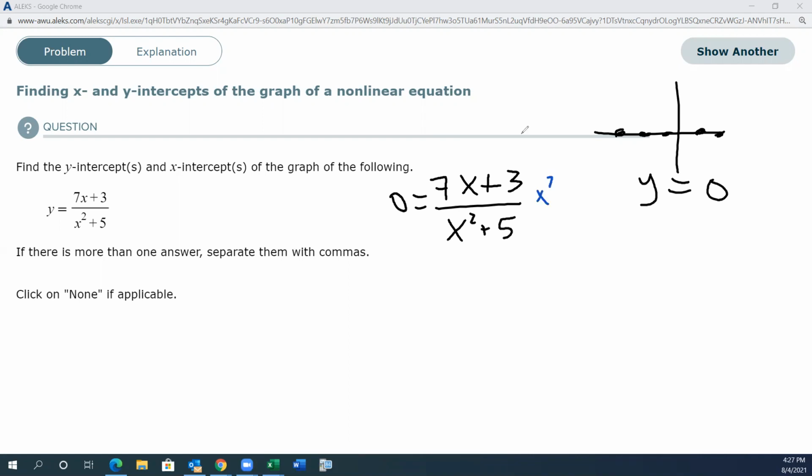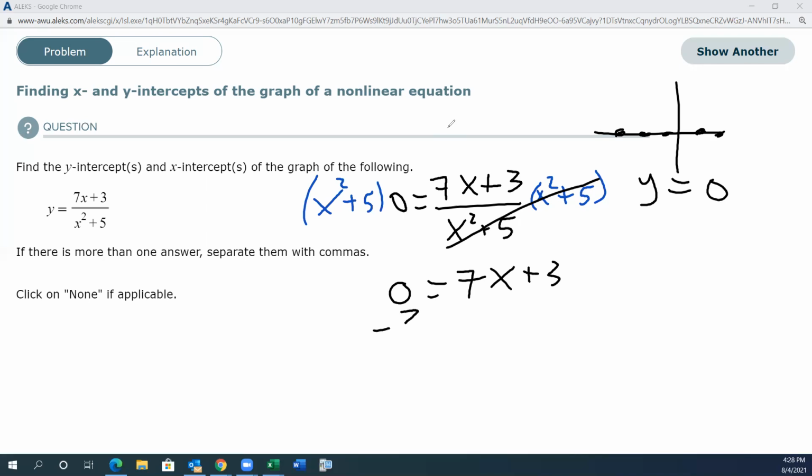So I got to multiply by the denominator because I don't want x down there. And guess what? Those cancel, and this becomes 0. It becomes 0 every time. So when you're looking for x-intercepts, the denominator has nothing to do with it, which is really nice. All right, we'll subtract 3, divide by 7, and we get -3/7. Okay, so there is the x-intercept.